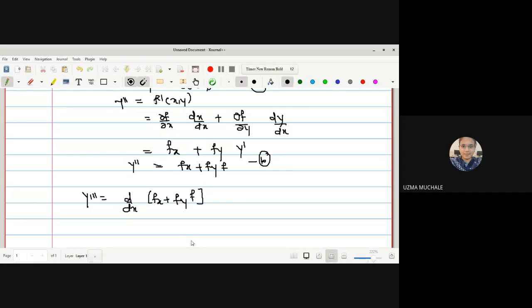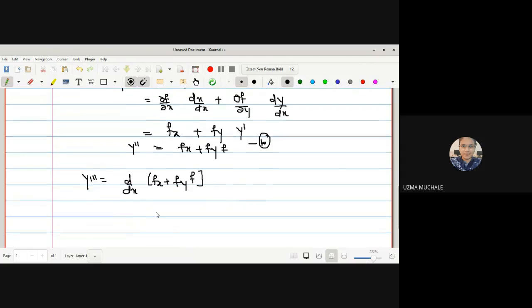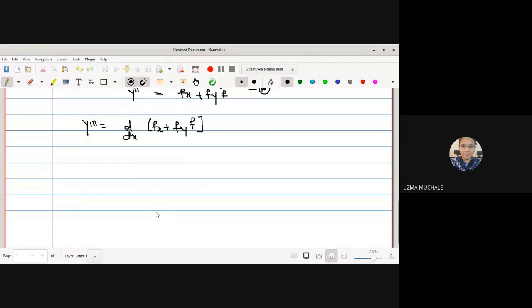Yes. What is the answer? How to find out the derivative of this one? Yes, what is given to us? F is a function of two variables x and y. Here x and y both are independent variables. So f is a function of two independent variables. Hence, we have used our partial derivative, right?